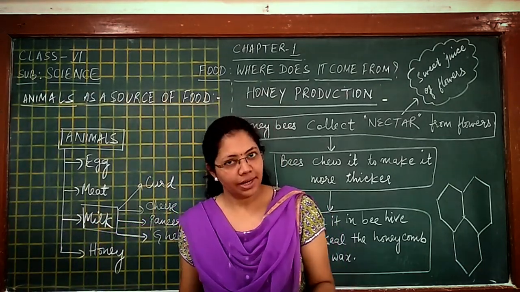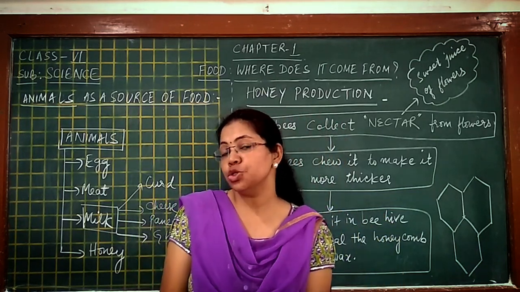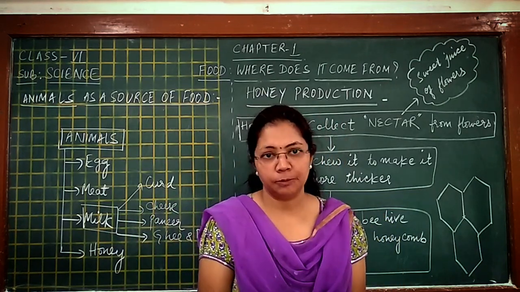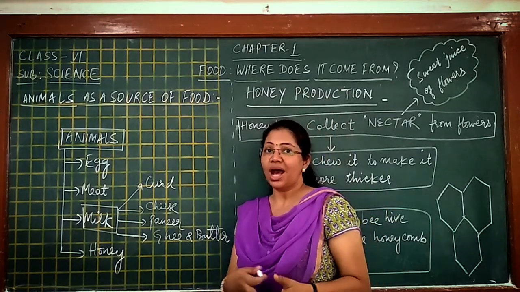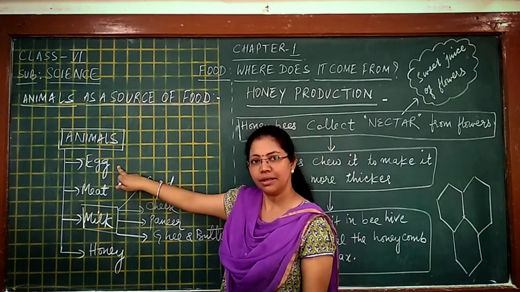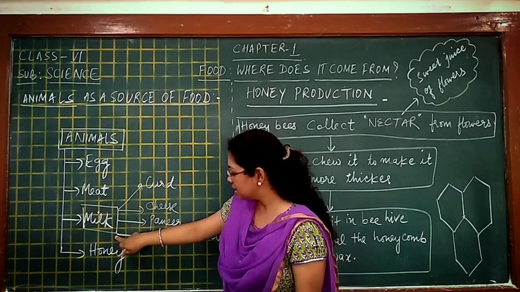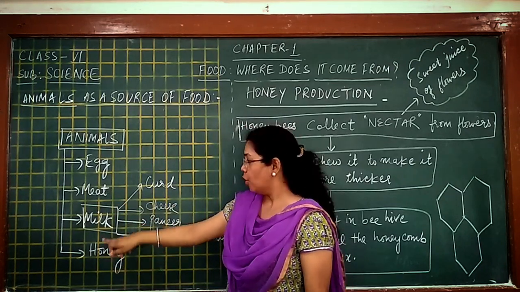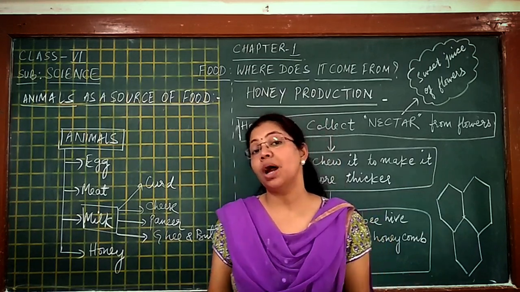So students, like plants, animals are also one of the important sources of food for us. So from animals, the important food items which we obtain are egg, meat, then milk, honey.